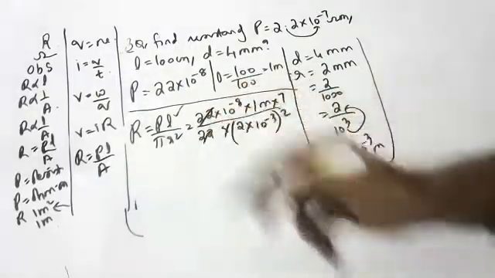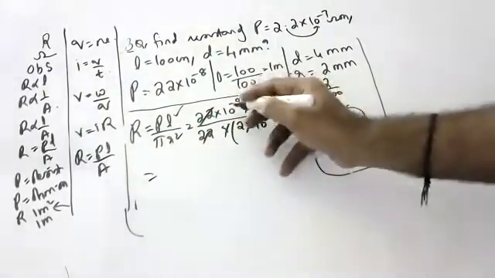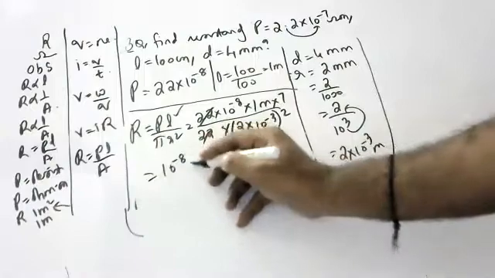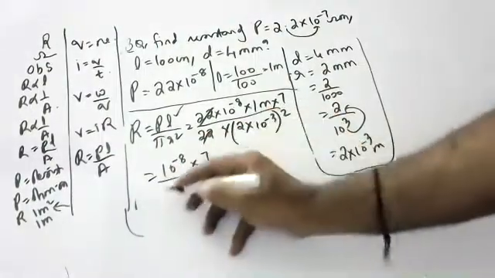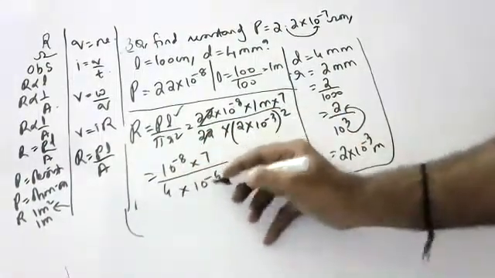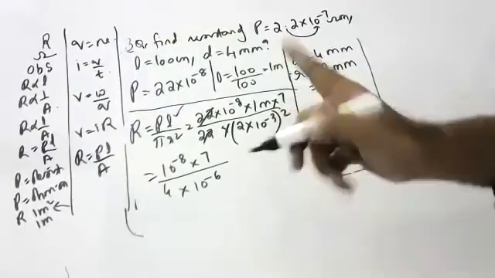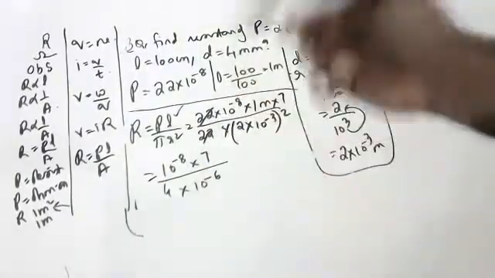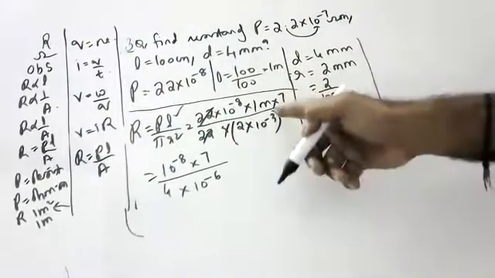Okay, 22, 22 cancel. So, children, 10 to the power of minus 3 into 7 into 7. Okay, this is 4 into 4 into 10 to the power of minus 6. Children, don't write 9. Many people have a bad habit: 3 3 is 9, they will think. 3 2 is 6, children.